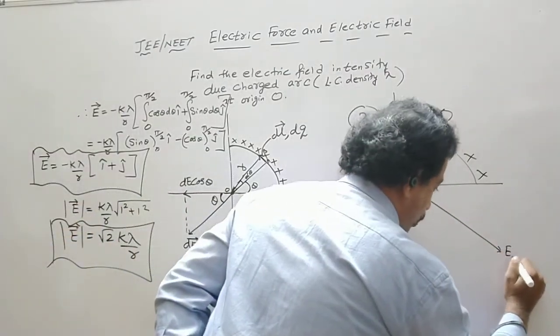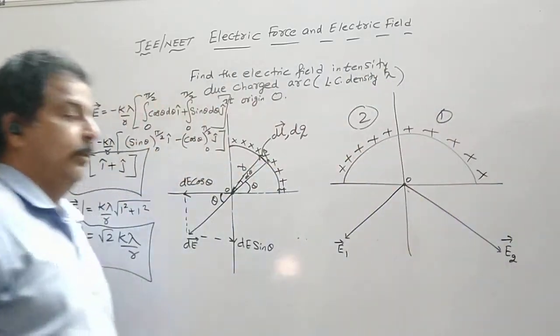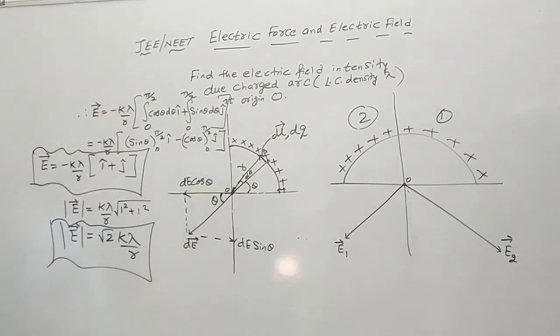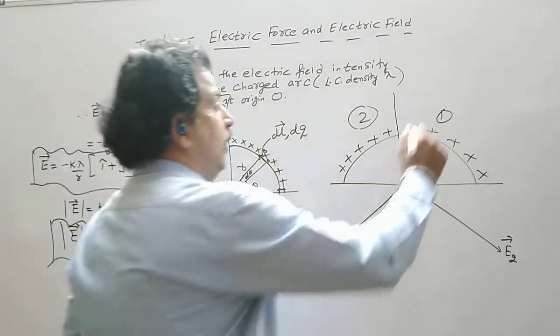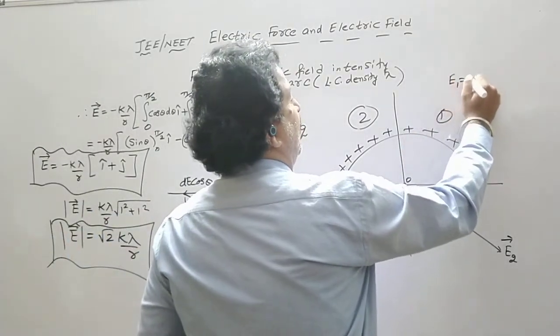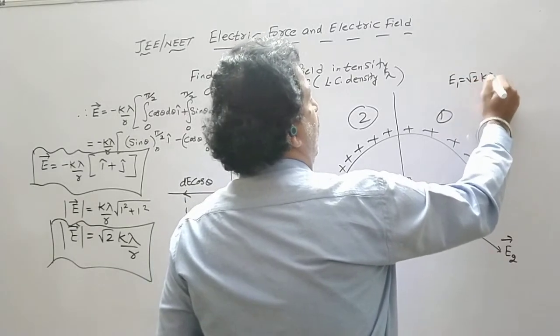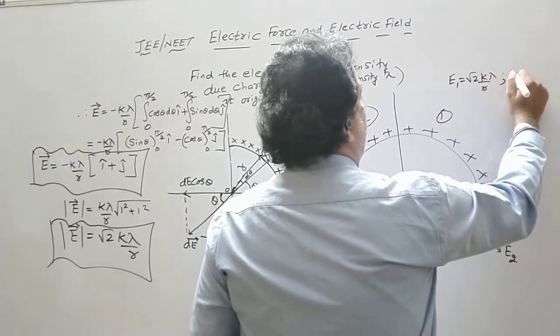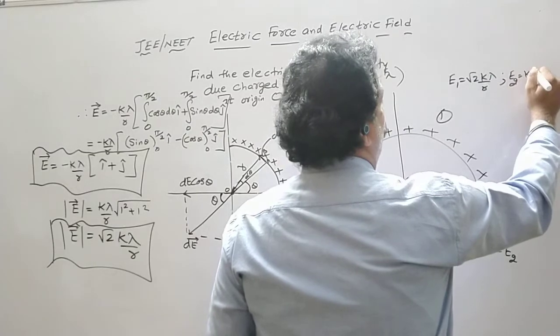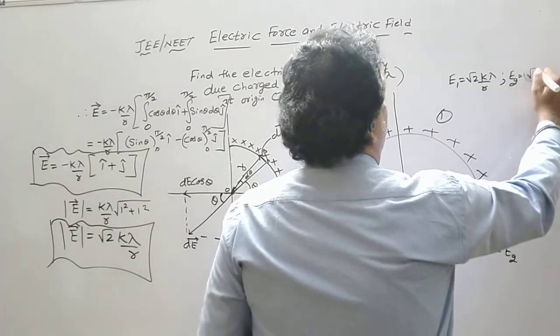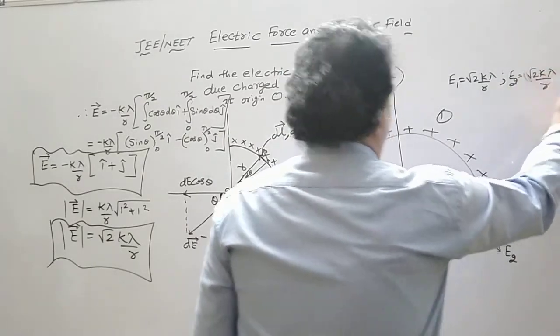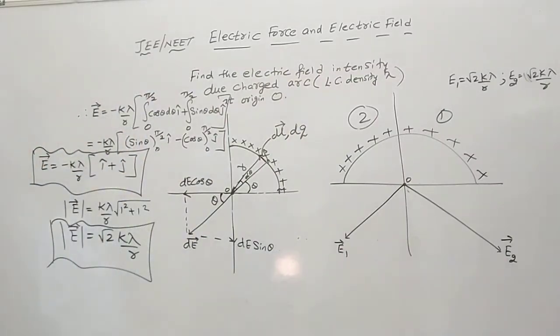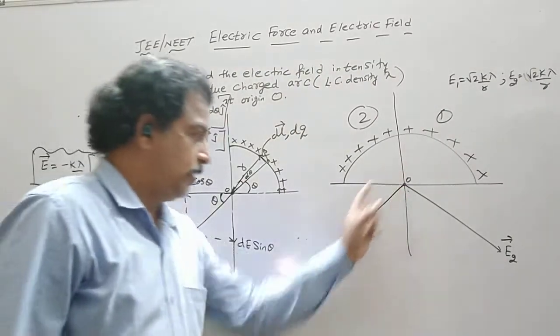This will be equal to E2 vector. Now the magnitude would be the same. So if I want to write the magnitude of this diagram, I would write E1 is equal to root 2 k lambda by r, and E2 is also equal to root 2 k lambda by r. So the magnitude is the same, but the direction is different.